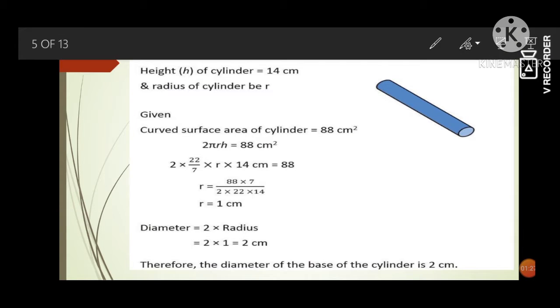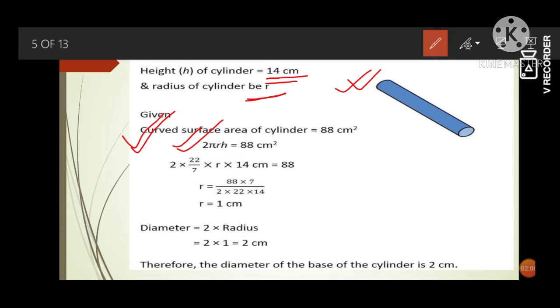So we have a right circular cylinder, this is the figure, and the height of the cylinder is given, that is 14 centimeters. We do not know the radius of this cylinder, so let us consider the radius of the cylinder as r. Now we know that the curved surface area is 88 cm², so we will use the formula and substitute: 2πrh equals 88 cm². We know that π is equal to 22/7 and h is equal to 14, and we have to find r.